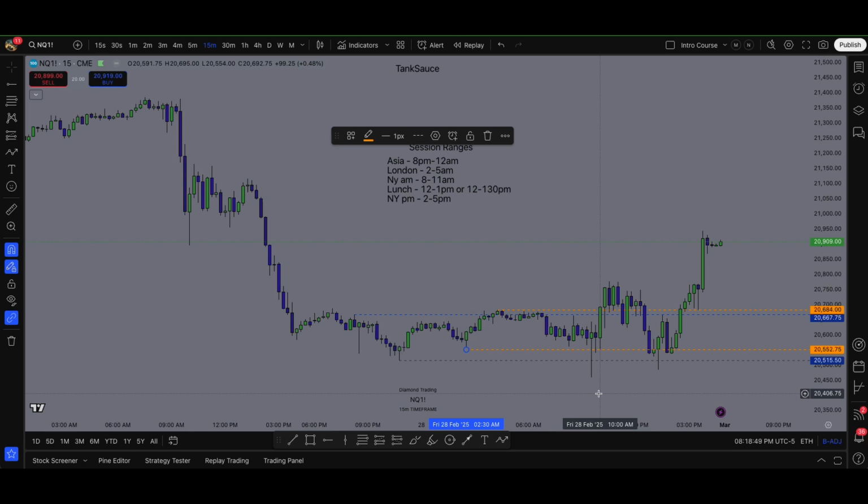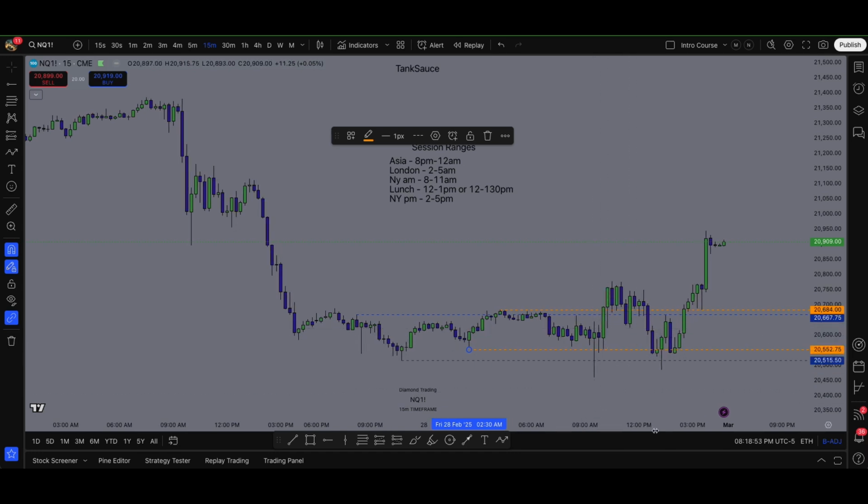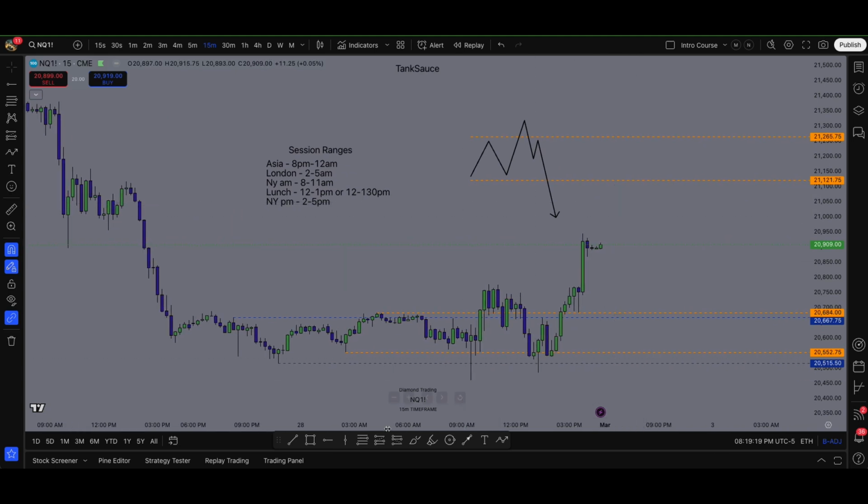Or we take one side of the range, we'll retrace to 50% and then continue in the direction it was going. So when you're trading ranges, there's really three ways to trade a range. One way is you wait for one side to get taken, we come back into the range, and then we trade and take the other side of the range. That's one way to trade a range.